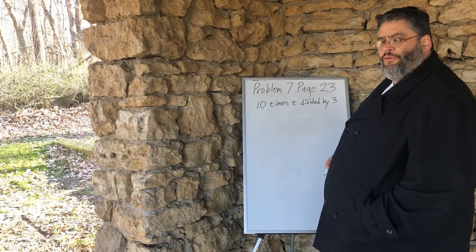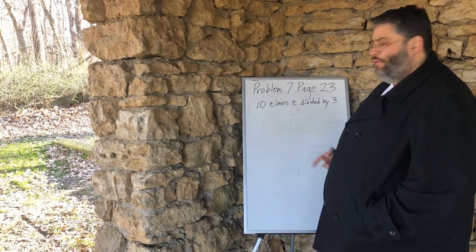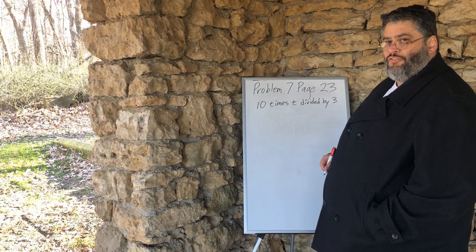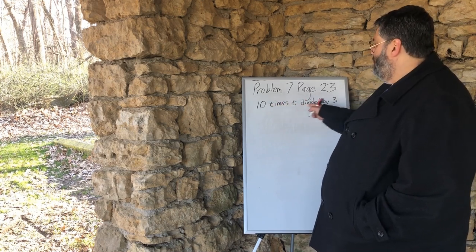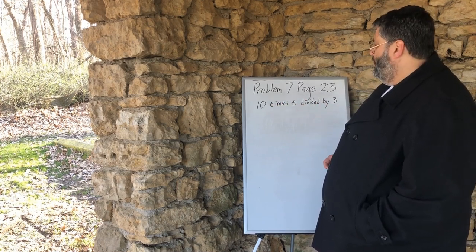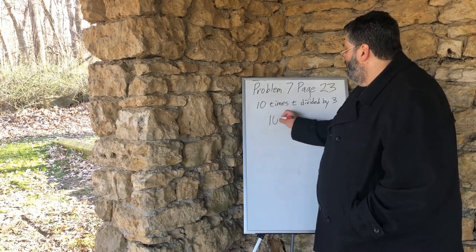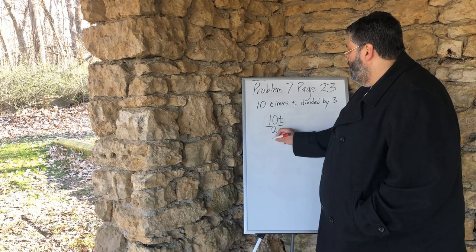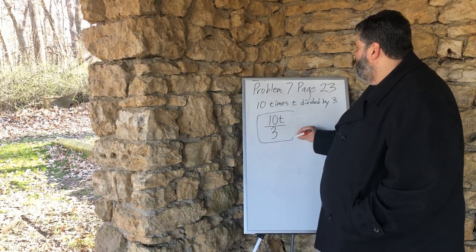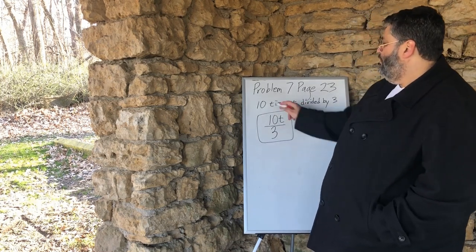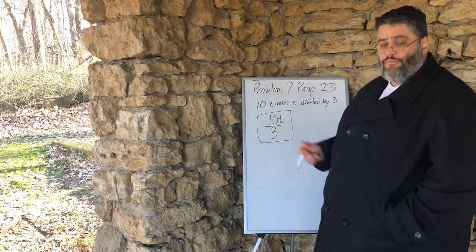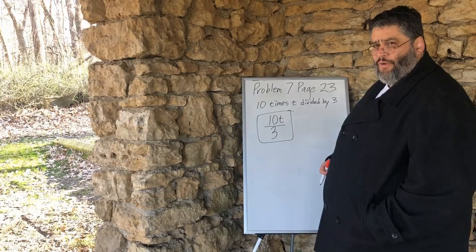Hello, and welcome to another great math park video. And this right here is workbook 2 again. This is problem 7, page 23. This is 10 times t divided by 3. So that would be 10t divided by 3. That's what the answer right there is, because we know it's 10 times t all divided by 3. So if you got that, then you got the right answer.